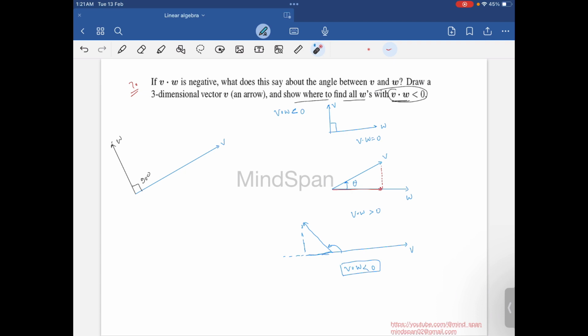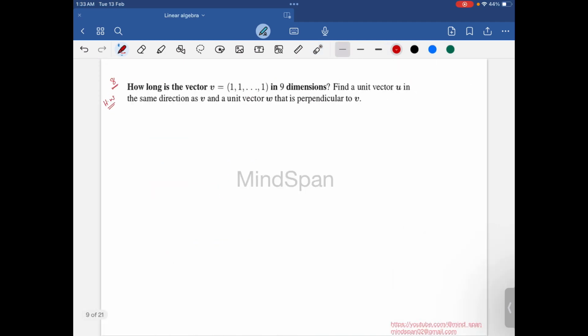Okay, now let's look at a few more questions. Okay sir, this question you can try. सिंपल है, हम लोगों ने डिस्कस किया है कि how to find the length of a vector in n-dimensional space, right? So how long means it is asking the length of the vector v in 9 dimensions. Find the unit vector u in the same direction as v and unit vector w that is perpendicular to v, right? So you can take it as a homework problem.